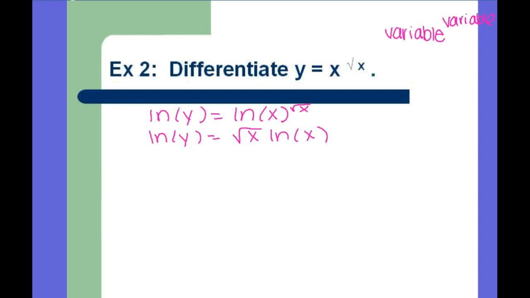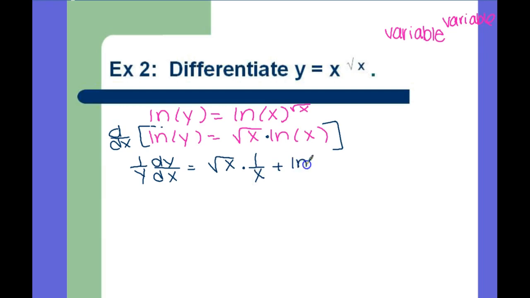Now take your derivative. To imply that I am now taking the derivative, you write that d/dx out front. So it's the derivative of this with respect to x. The derivative of the natural log of y is always... this involves what type of rule? So it's the first times the derivative of the second plus the second times the derivative of the first.